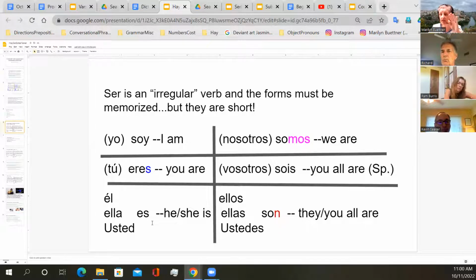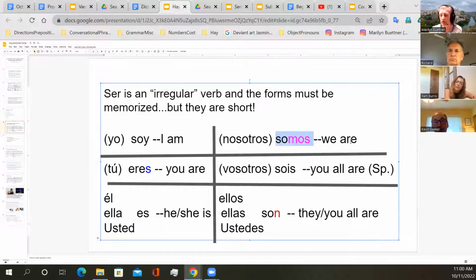He is, she is, you formal, you is. Él es, ella es, usted es. This looks a lot like is, so this one's easy to remember. We are, somos. All the nosotros verbs will always have a mos at the end. In every tense, for every verb, they all have a mos. You hear a mos, you know they're talking about a we.